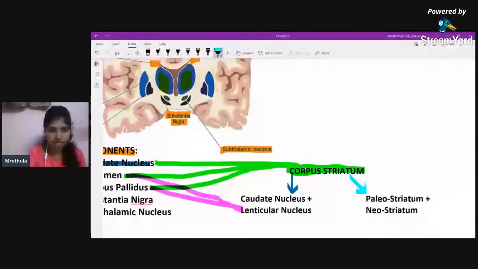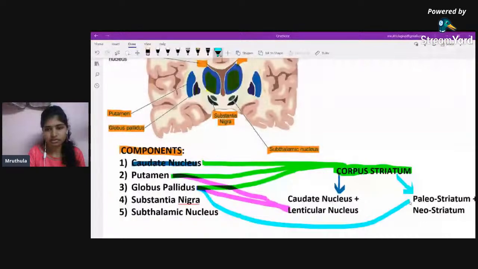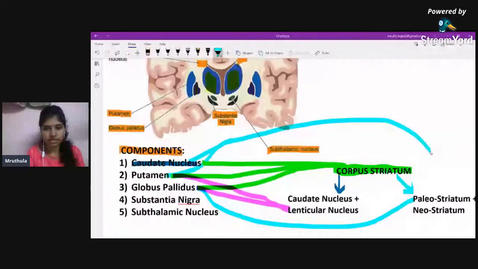Now again, it's simple. Paleostriatum is nothing but the globus pallidus. This is your paleostriatum. Globus pallidus is the paleostriatum. Then what is the neostriatum? What is left out? That is neostriatum. So putamen plus caudate nucleus together form the neostriatum. Got it?